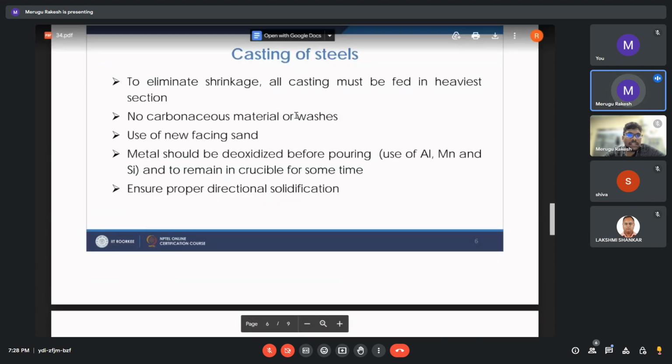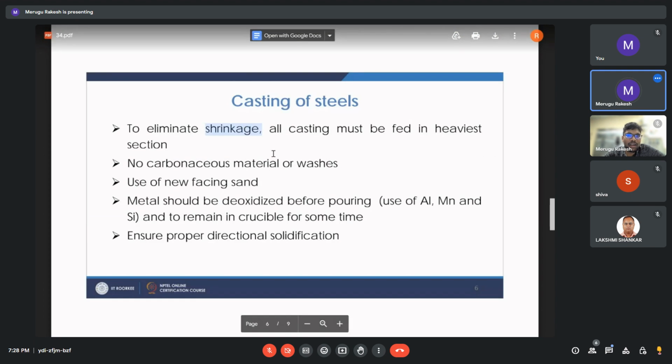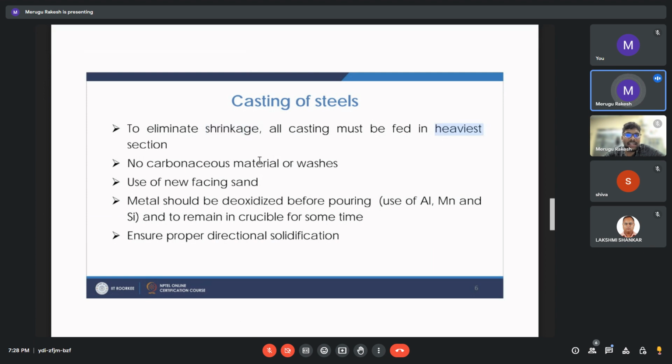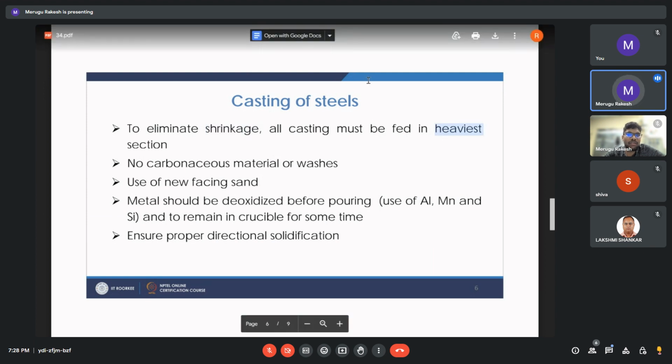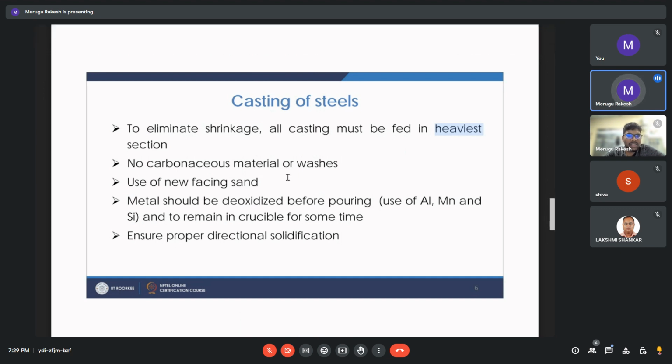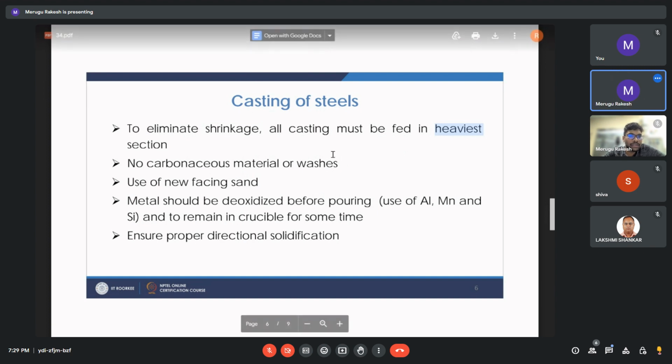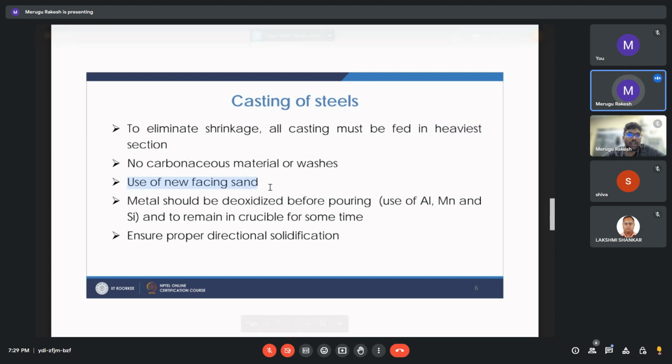So casting of steels is like, we need to eliminate the shrinkage. All casting must be fed in the heaviest section. I have explained this earlier. If you have a thin section and a heavy section, first we have to feed the heavy section, then the thin section. Otherwise, the thin section can freeze, and it will restrict the passage of the fluid into the heavier section. No carbonaceous material or washes are to be used in casting because of high carbon pickup. Use new facing sand around the molding sand, so that we can get a very good surface finish of the cast.